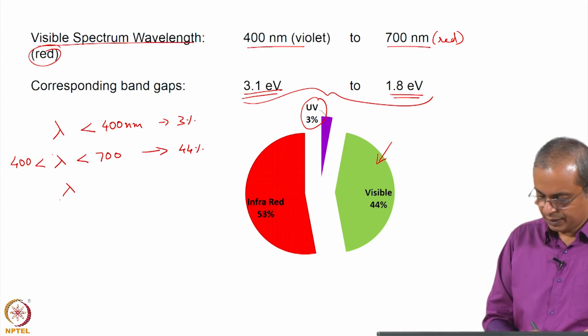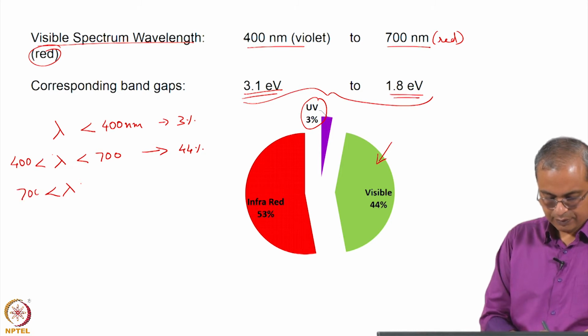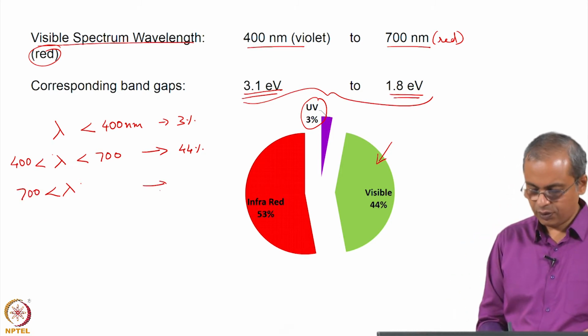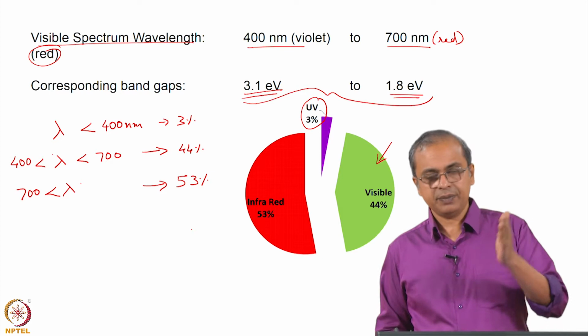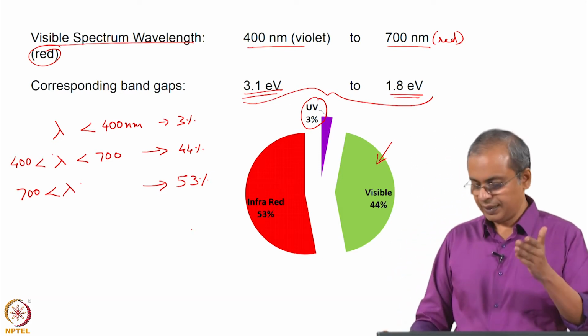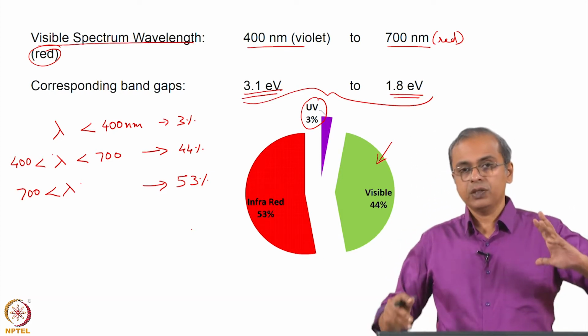And lambda that is longer than 700 nanometers, okay, so that is your 53%. So, 53% of the radiation comes in the infrared, 3% in the ultraviolet, and 44% in the visible spectrum. So, that is your full spectrum.